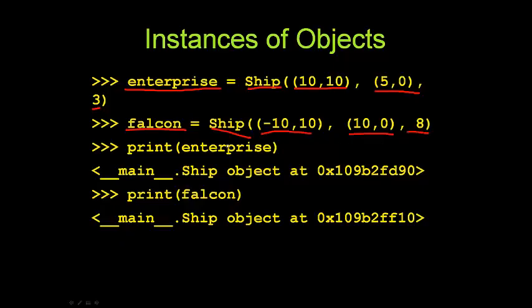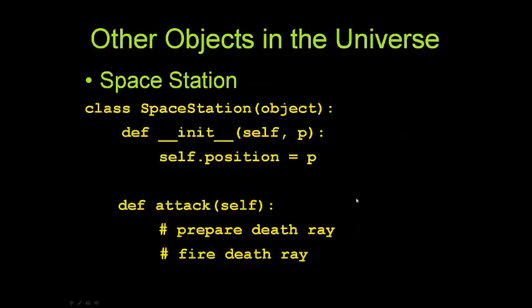Then if you go and print Enterprise, you will find that it's a ship object. You print Falcon, it's a ship object. And these two are different. Okay, these are like memory addresses, and they are different addresses, so they're different objects. Next, we can have space stations. And again, for space stations, you init and the position. There's no velocity because you can't move too much, right? And this position. And you can attack, right? You can attack, fire, death ray, whatever.